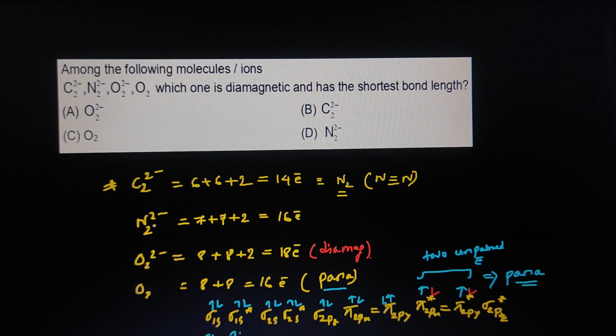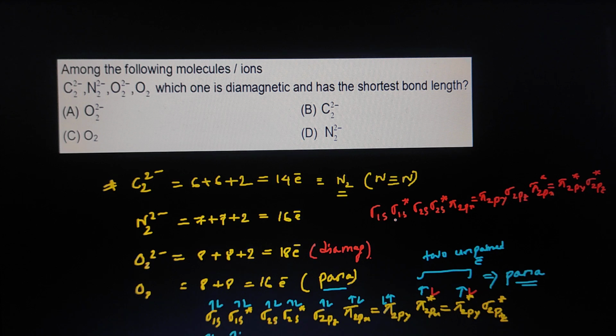For N2 and C2, the energy level order will be like this: sigma 1s star, sigma 2s star, pi 2px equal to pi 2py, then sigma 2pz, then pi 2px star equal to pi 2py star, and then sigma 2pz star.